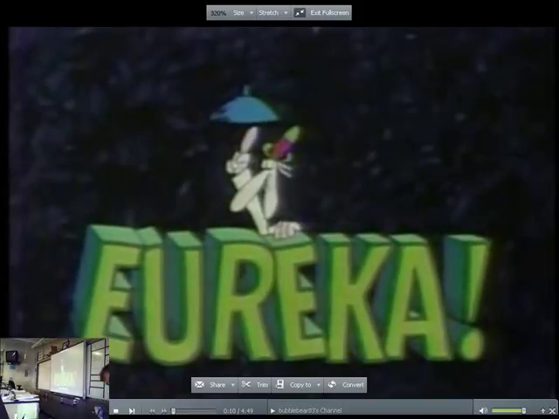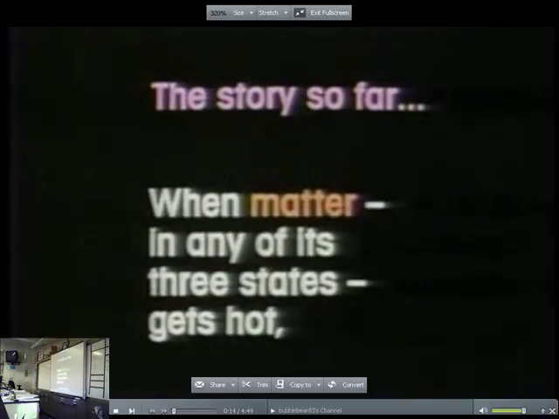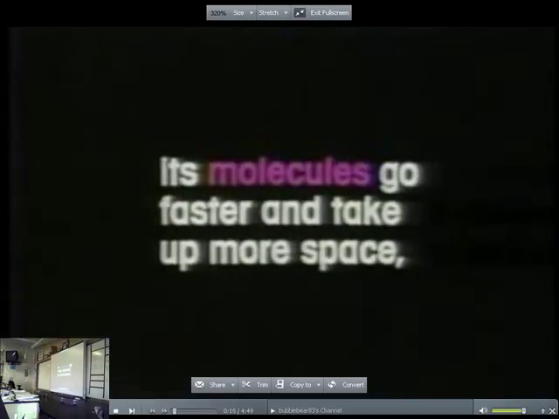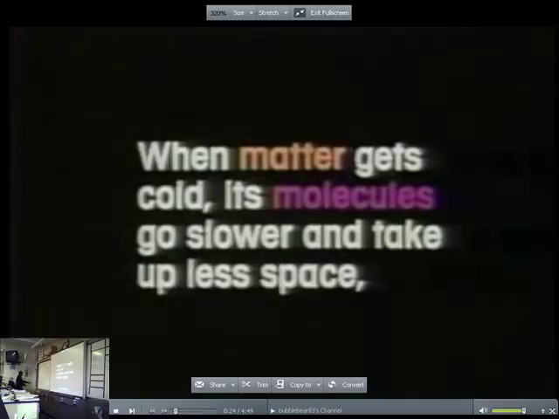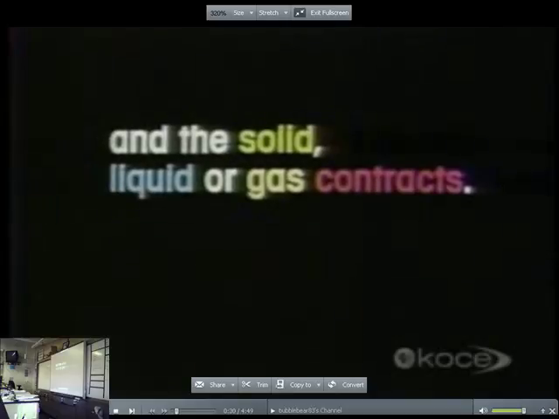Eureka! The story so far. When matter, in any of its three states, gets hot, its molecules go faster and take up more space, and the solid, liquid, or gas expands. When matter gets cold, its molecules go slower and take up less space, and the solid, liquid, or gas contracts.